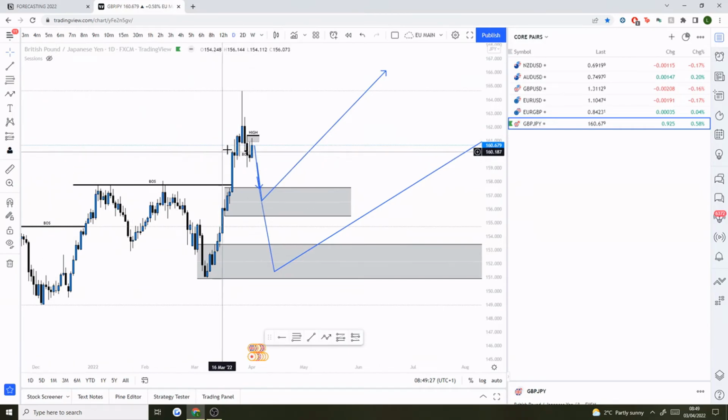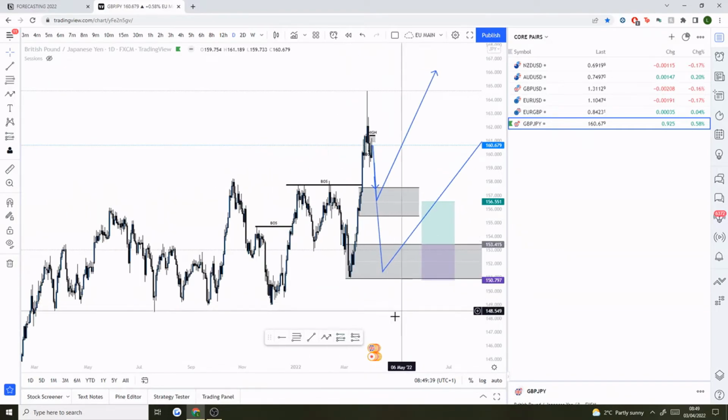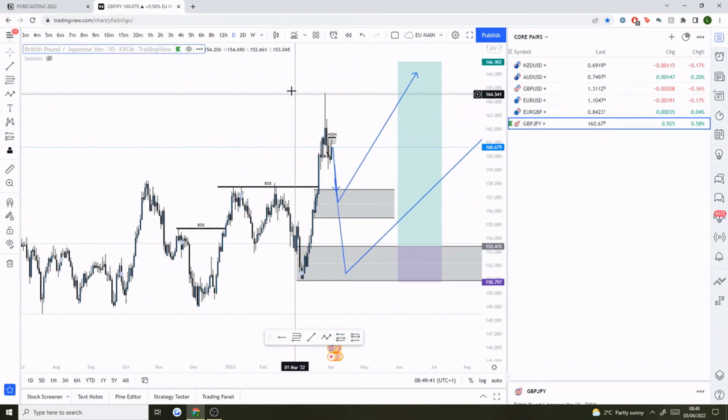So for me, if price is going to continue bearish now, I'll expect it to continue bearish and get into this area, and then when we do get down there, we can look for them longer term buys for a swing position, and that will be buys following the daily structure.